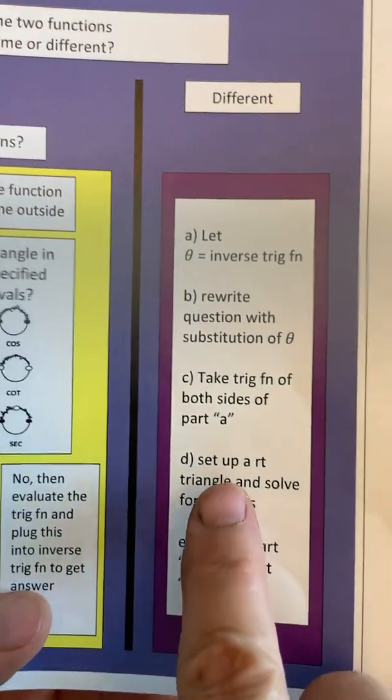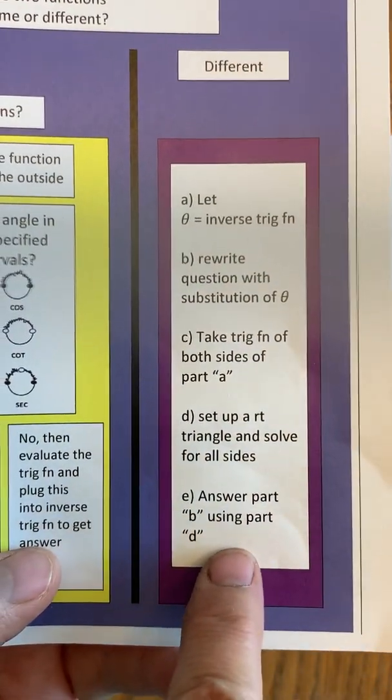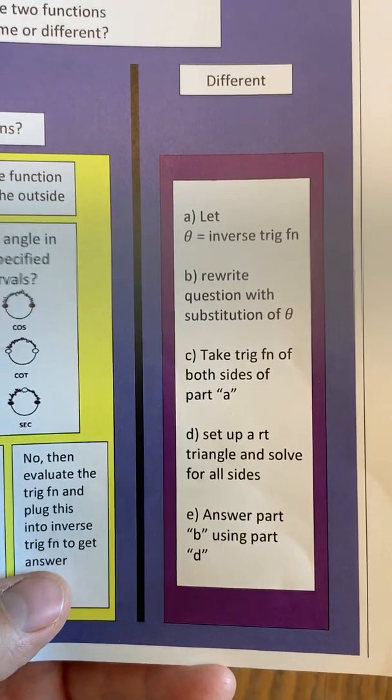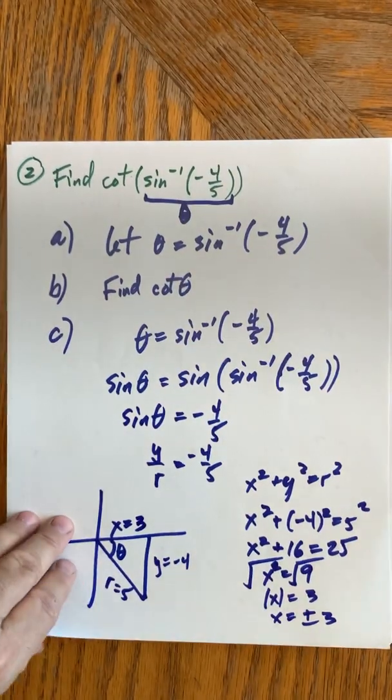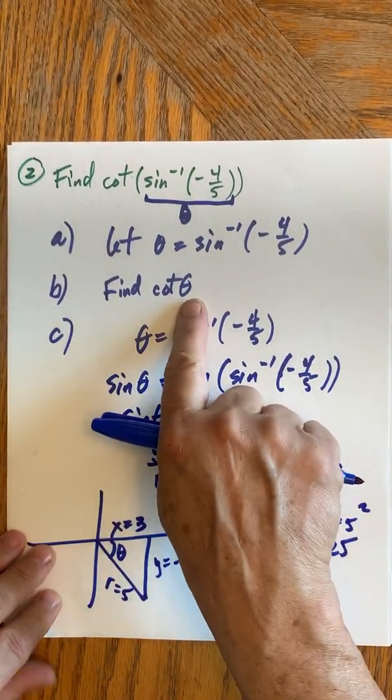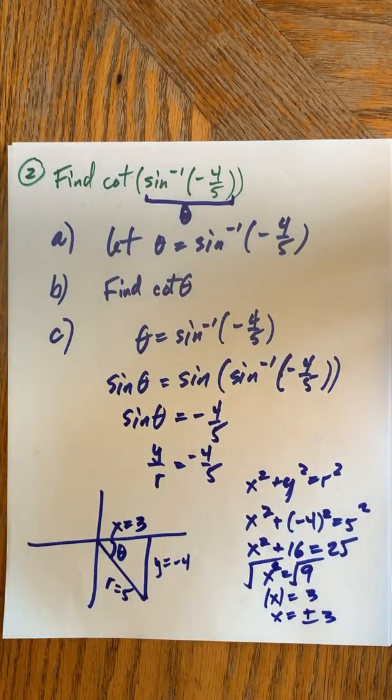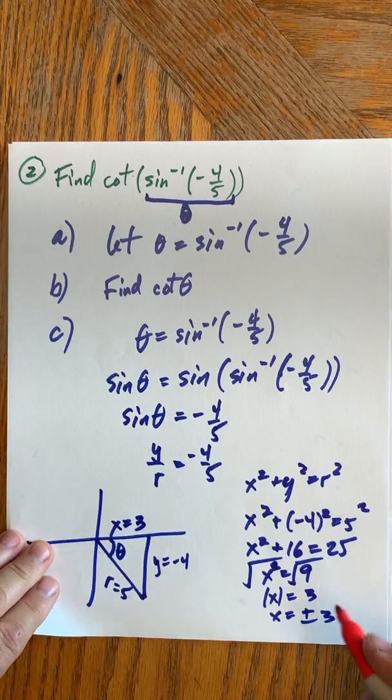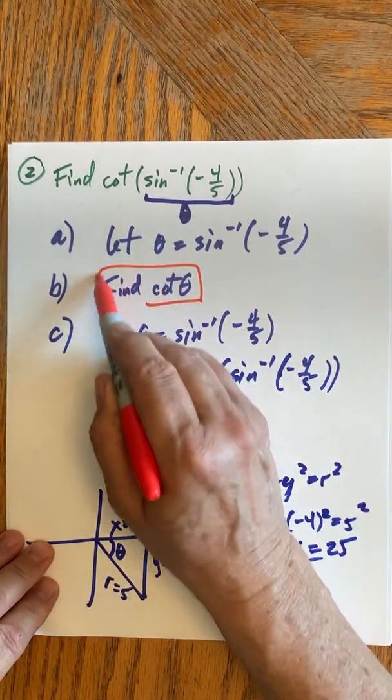Now I'm going to come back here and actually answer the question for part B. So, what was part B? Find cotangent of theta. So I can actually fit this on one page, or I'll go to the next page. But I want to find cotangent of theta.